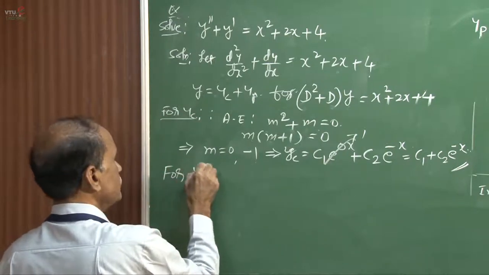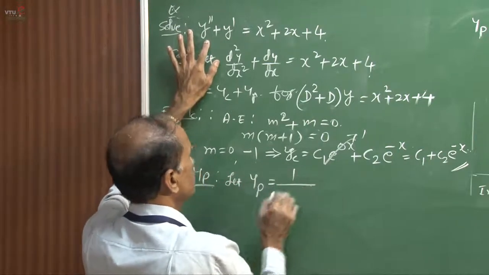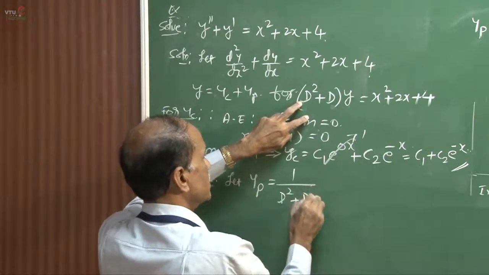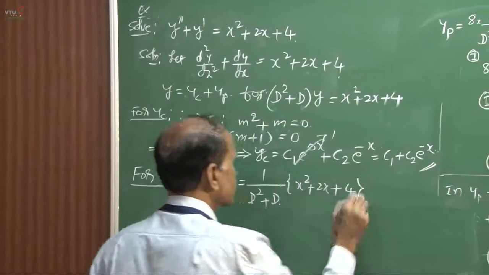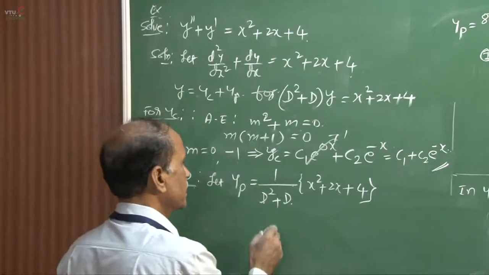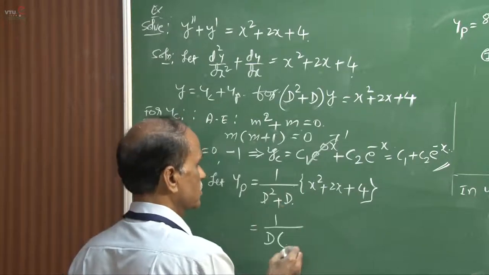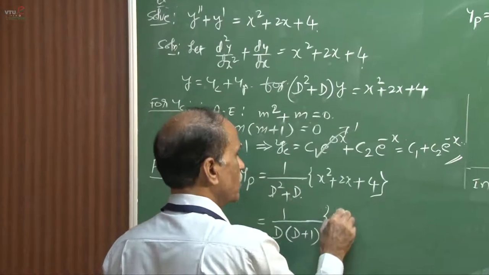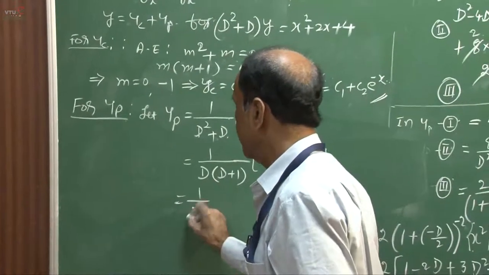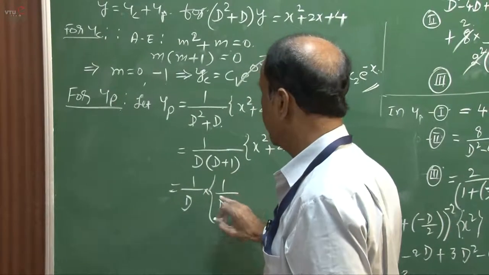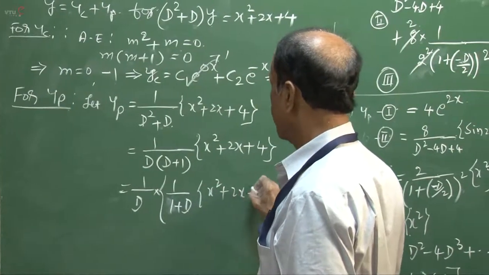Now for yp, using the inverse differential operator, let yp equal 1 divided by d square plus d, to be operated on x square plus 2x plus 4, right? There are two terms of this kind. Then how to write this as an inverse differential operator? 1 divided by d, you take d as common factor, and then d plus 1, operating on x square plus 2x plus 4. So first of all, I'll take 1 by d outside, and the second term, 1 by d plus 1, I will take as 1 plus d in the reverse order, and then it is to be operated on x square plus 2x plus 4.